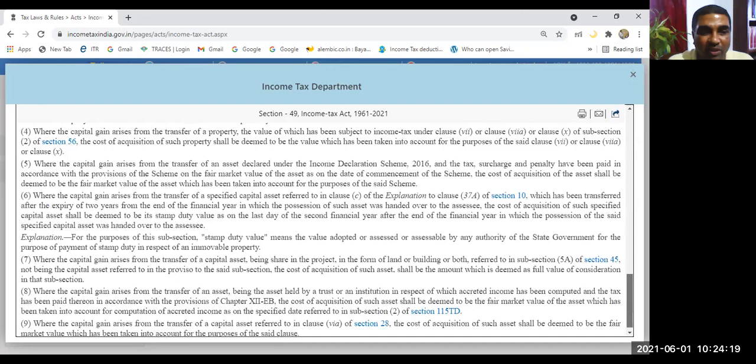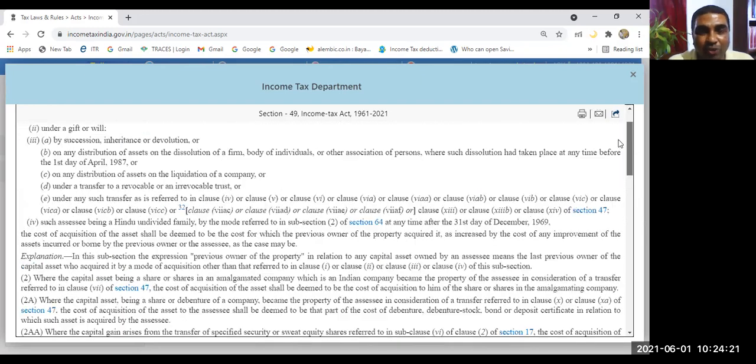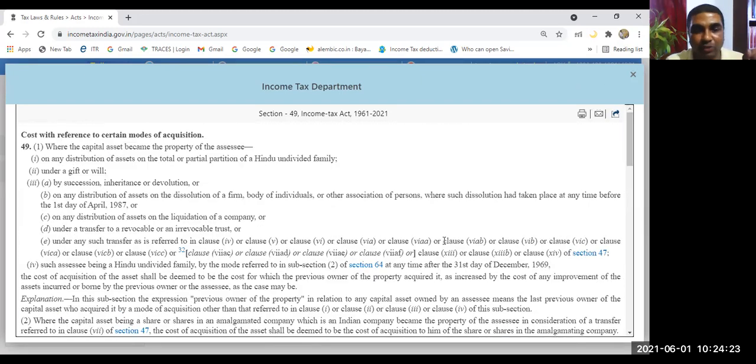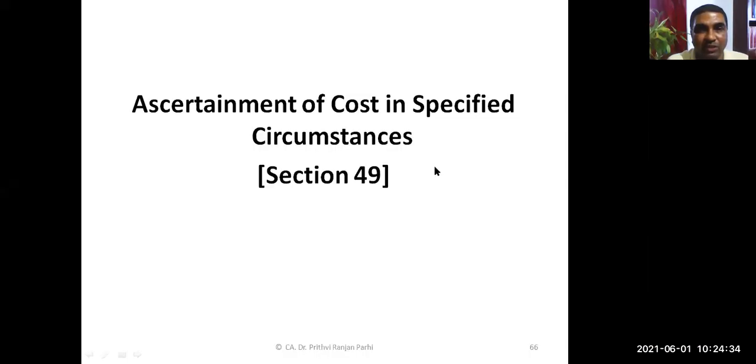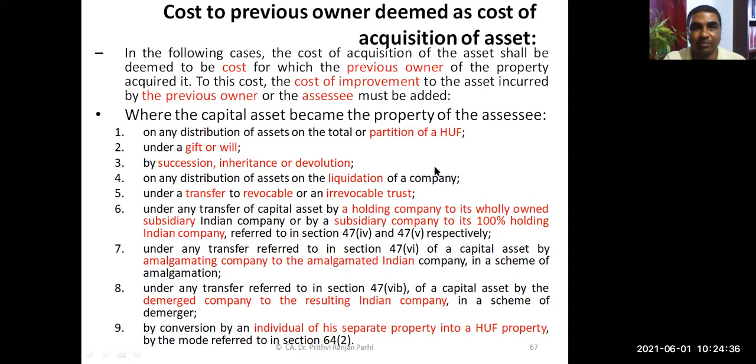It's in fact a long list. I am incidentally not covering the entire list. I will be giving you some examples which are relevant for you. So some examples I'll be sharing with you right now. In that case, you have to remember these kinds of situations. In this situation, cost to the previous owner shall be deemed to be the cost of acquisition. Whose cost? Cost to the previous owner.